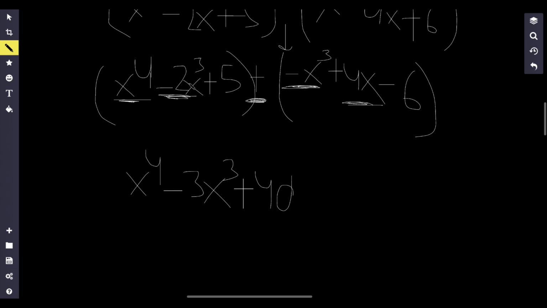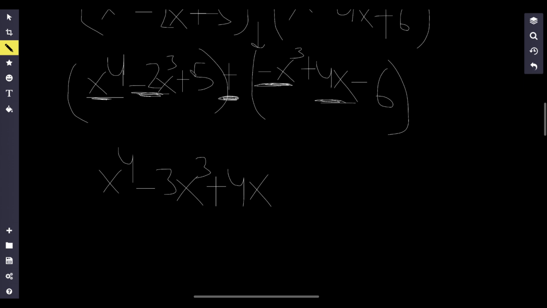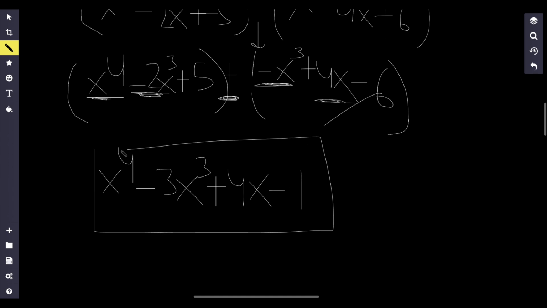Because there doesn't seem to be any x terms, so terms with just an x. In this case, the only thing that has an x is just this 4x. So you can think about it as 0x plus 4x is just 4x. And then after that, 5 minus 6 is equal to negative 1. And that's going to be our result.